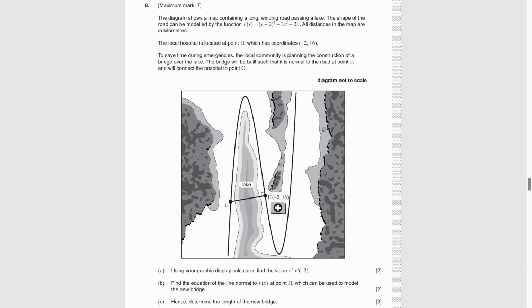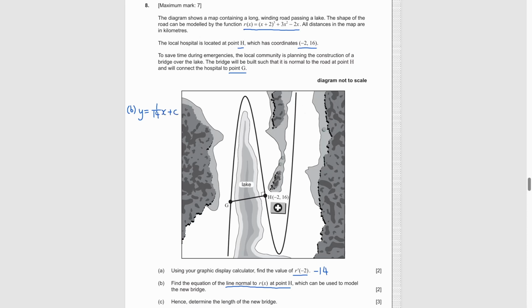Question 8. We have a function r of x and point h has coordinates -2 and 16. For part A, we need to find r prime of -2 using the calculator. For part B, we need to find the equation of the normal to r of x at point h. We are told that the slope of the tangent at this point is -14. Therefore, the slope of the normal is the negative reciprocal of that, which is 1/14.